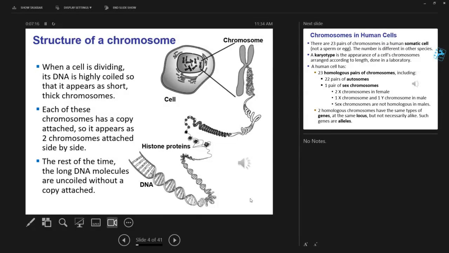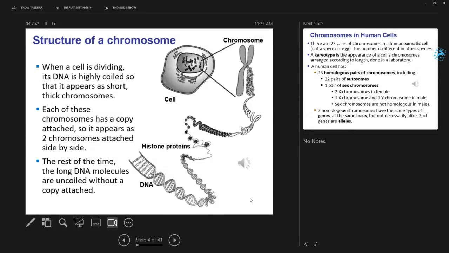But here, when the cell's getting ready to divide, it'll coil up like a spring, or an old-style telephone receiver cord. And so it'll coil up like a spring, and then that spring will coil up again, so it becomes even shorter and thicker. So now, instead of a chromosome being like this, it's like this, short and thick, all coiled up.